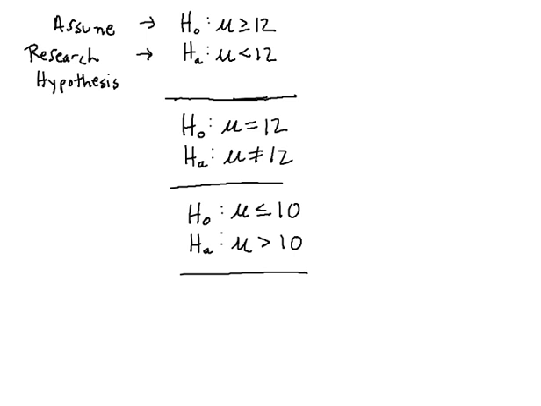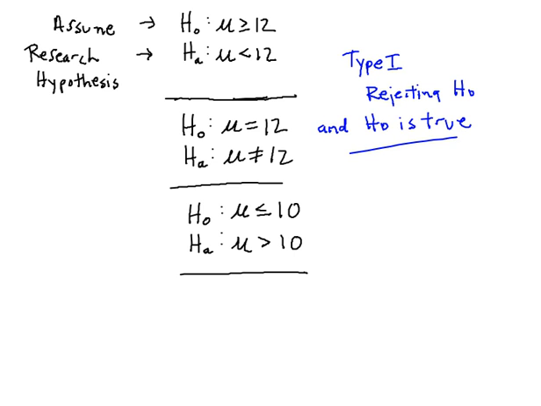Okay, now in running a hypothesis test, there's two types of error. The first error is called type 1. And type 1 error is rejecting the null hypothesis, or H sub 0, and in reality, H sub 0 is true. Rejecting H sub 0 and H sub 0 is true. That would be a mistake.